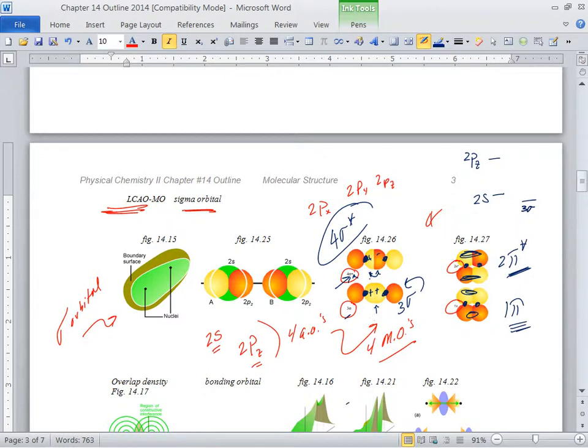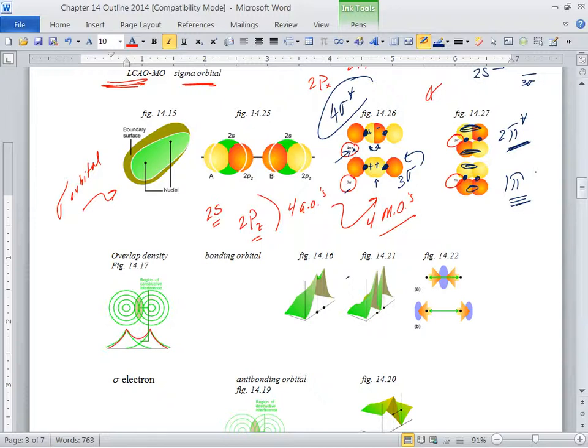Higher, like where's my sigma? What's that, 4 sigma star? 4 sigma star would be higher in energy than the 2s. Okay. That's another reason why it's anti-bonding. It'd be better to stay in the 2s. Okay.